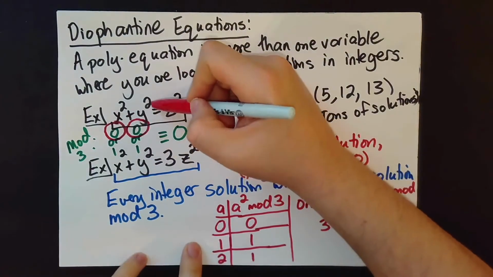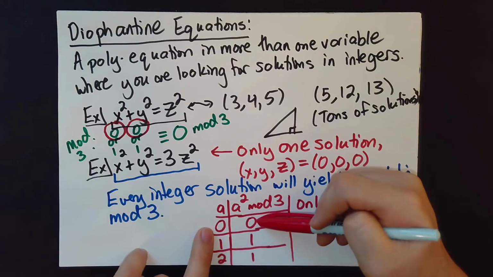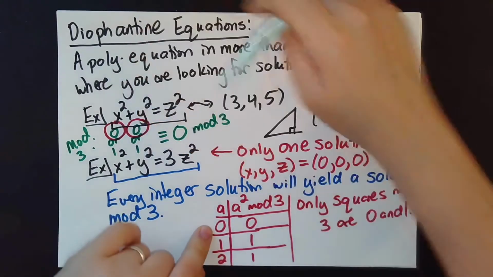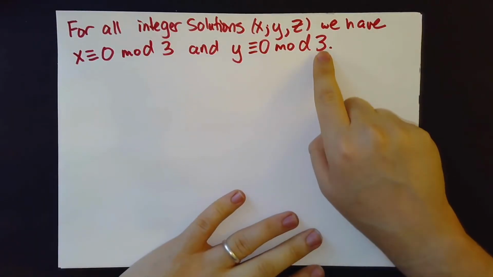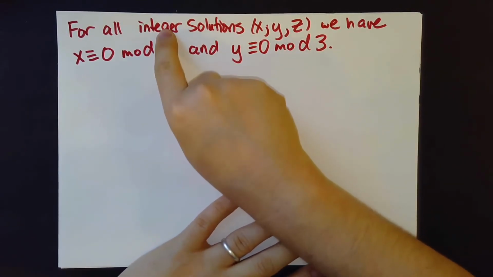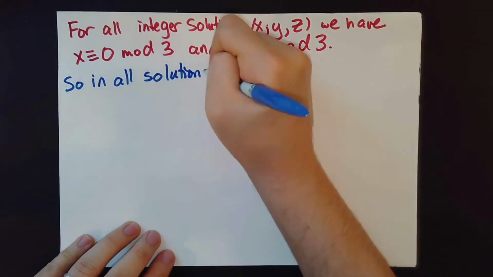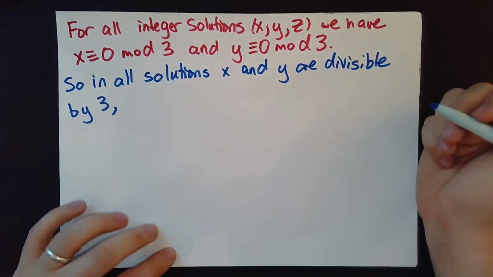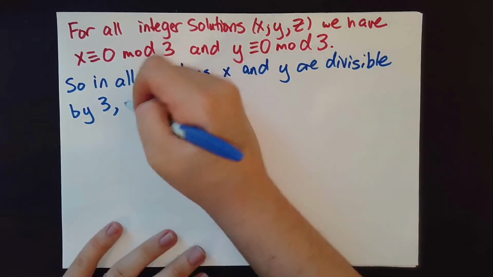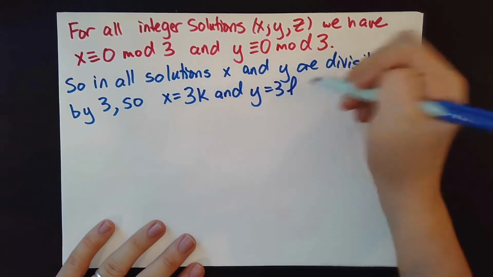But a quick look at my table tells me the only way for x squared and y squared to be 0 mod 3 is for x and y to both be 0 mod 3. And so I've managed to use this mod 3 information to deduce information about the integer solutions. Namely, the integers that solve this must both be 0 mod 3, which in fact means they're both divisible by 3. So I'm going to rewrite x and y as multiples of 3. I'll write x is 3k and y is 3l.